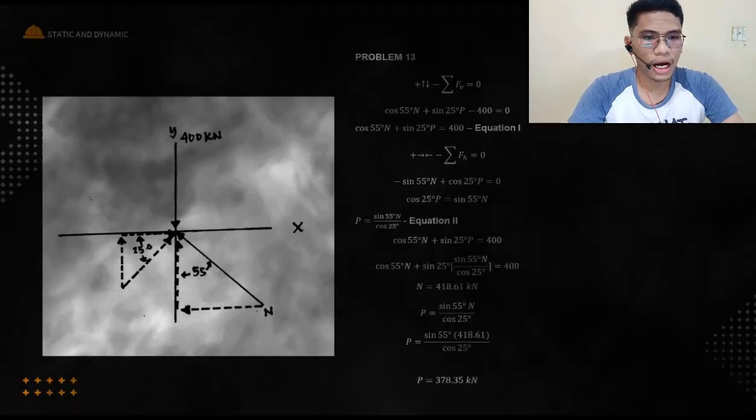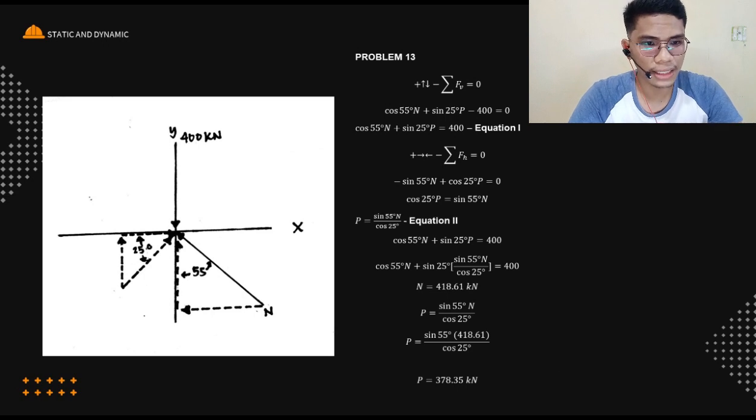So, to solve, kunin po muna natin ang summation ng forces vertical. So, gagawin po ulit natin, katulad po ng ginawa natin nung una. Gagawa po tayo ng dalawang equation para ma-solve po yung dalawang force na hinahanap, kasi hinahanap po natin ang N at saka P. So, using the summation of forces vertical is equal to 0, kung saan ang lahat po ng pataas ay positive at lahat naman po ng pababa ay negative.